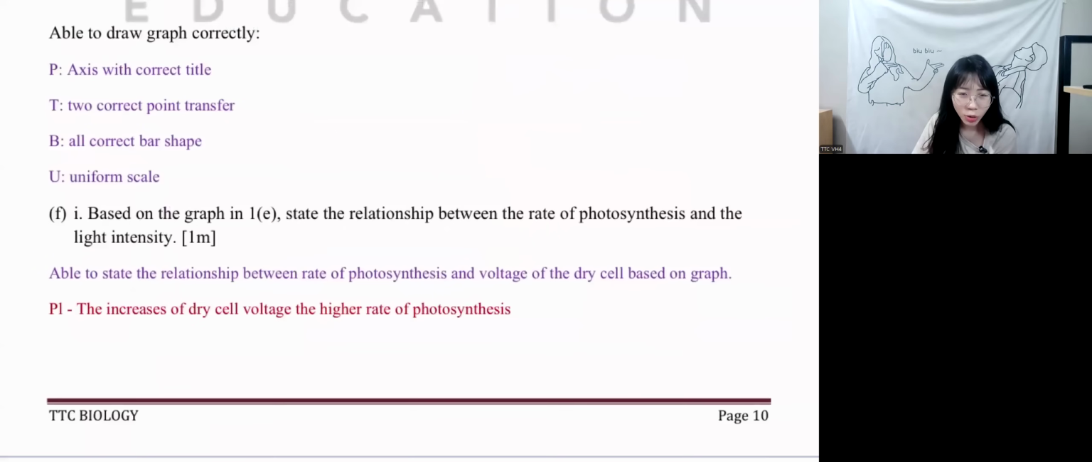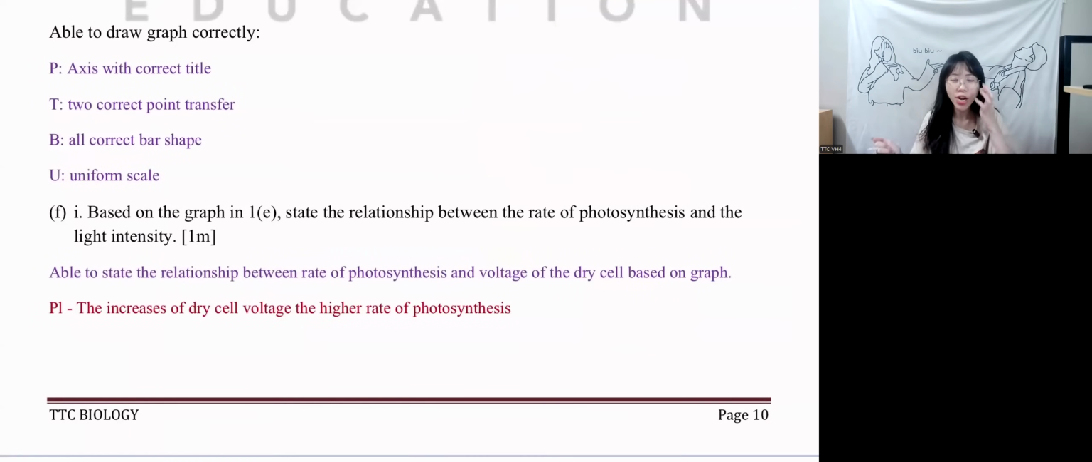Based on the graph in E1, state the relationship between rate of photosynthesis and the light intensity. The question says, based on the graph, rate of photosynthesis and the light intensity. You cannot write more bubbles released because it's not related. You have to write back to what they want in the question. So the higher the light intensity, the higher the rate of photosynthesis.